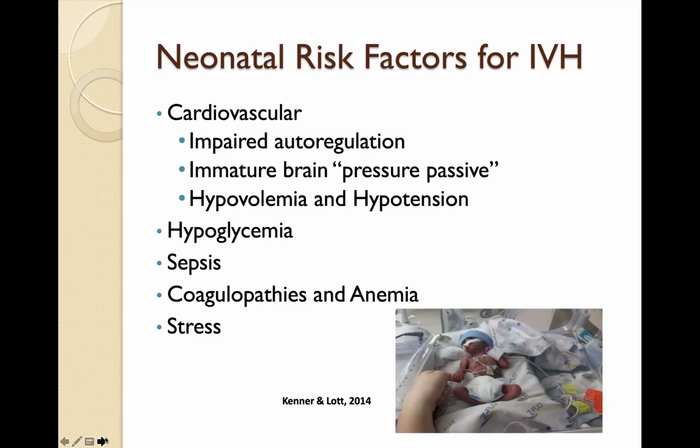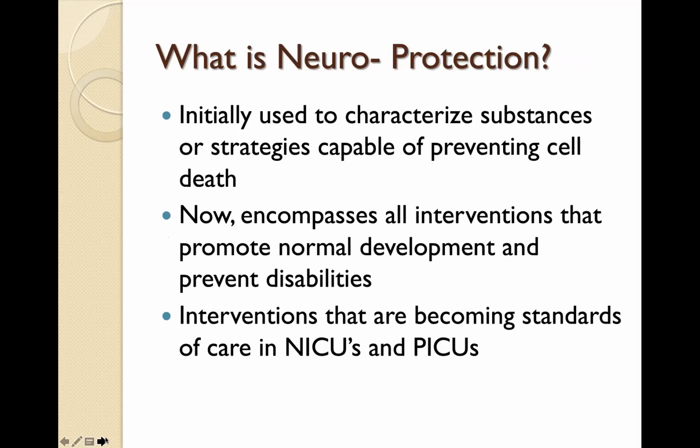So other risk factors for these little ones: hypoglycemia, sepsis, coagulopathies, anemia, and of course, stress. We're going to talk about stress. So what's neuroprotection? I think it was initially applied to those babies with HIE, but it was really used to characterize substances or strategies capable of preventing cell death, which is what we want to do.